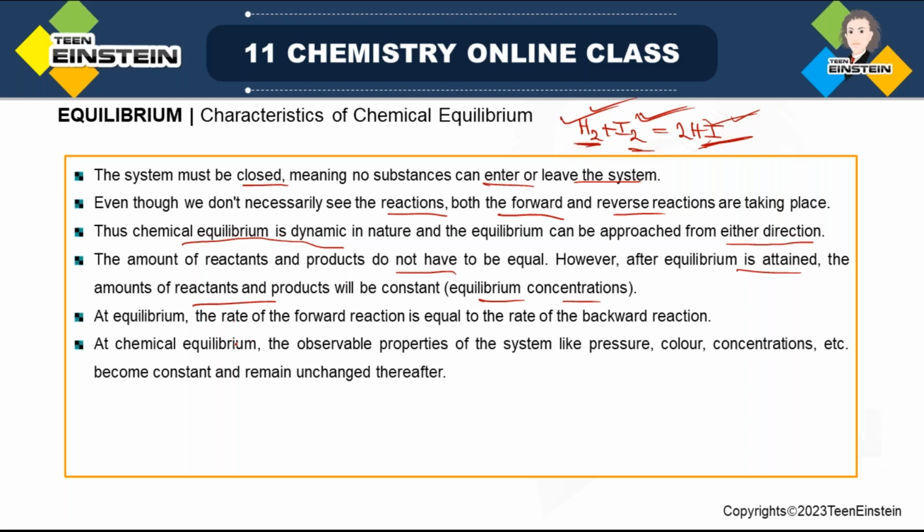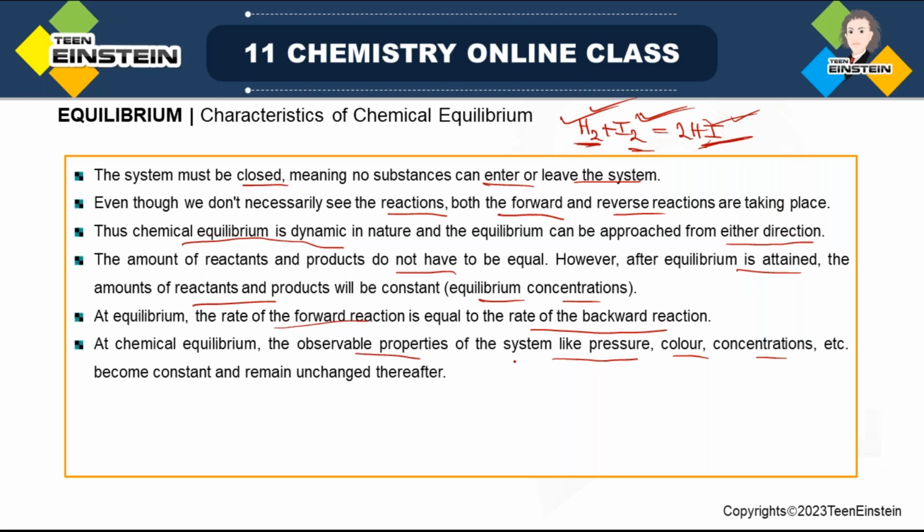Another characteristic at equilibrium: the rate of the forward reaction is equal to the rate of the backward reaction. Then at equilibrium, the observable properties of the system, that is pressure, color, concentration, etc., all become constant and remain unchanged after that point. That is, once the equilibrium is reached, all these will be fixed.